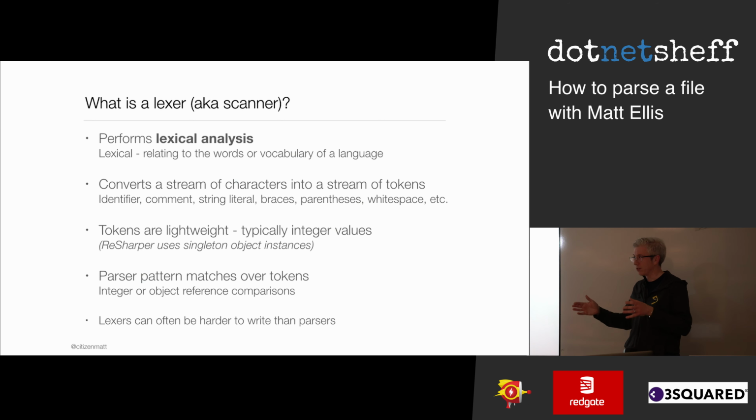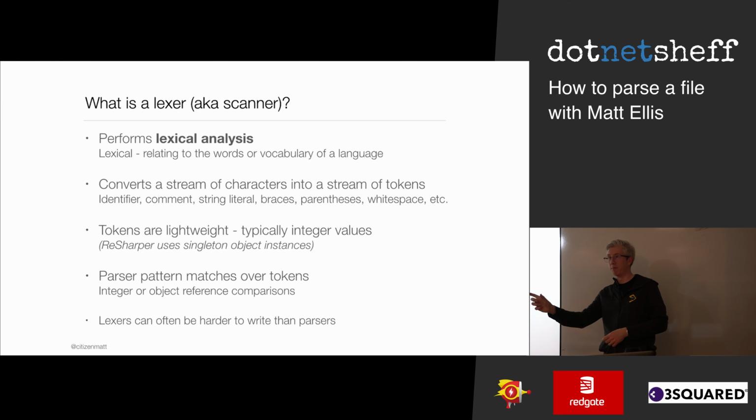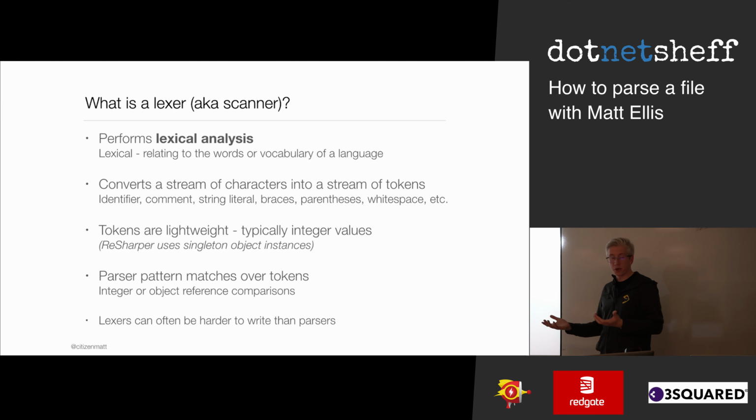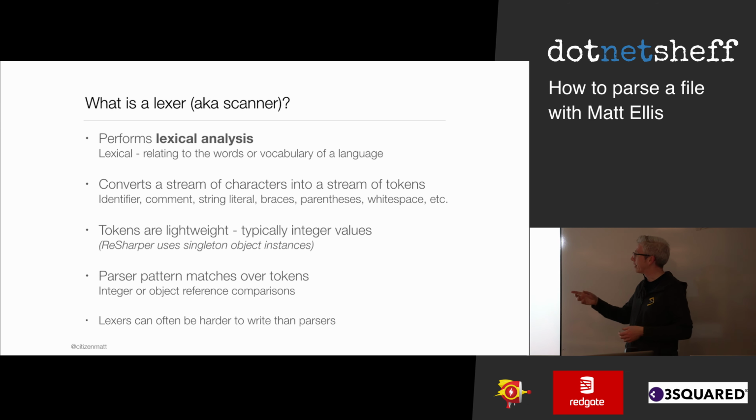Having a big long stream of characters is really hard to work with. But if you've got a var keyword, an identifier, an equals, a number, and a semicolon, you can recognize that as an expression. And so yes, we convert this into a stream of tokens, and the token will represent things like identifiers, comments, string literals, the punctuation, and so on.